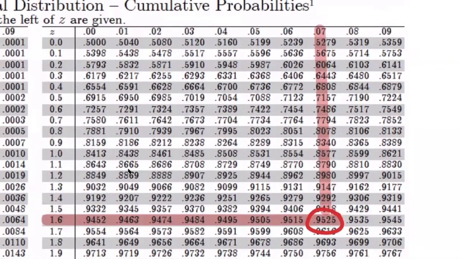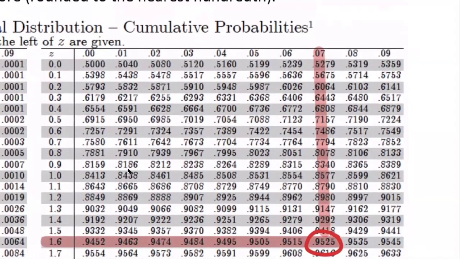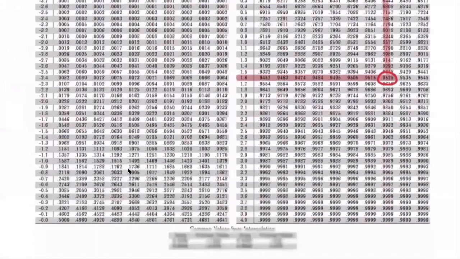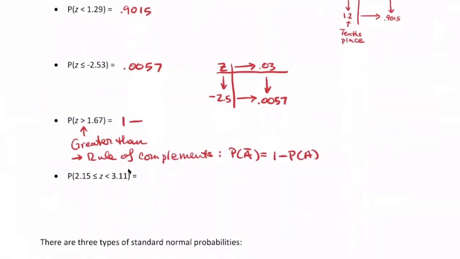Okay, Susan's asked a question. You're referring to the last one, so let me get back to that. But anyway, 0.9525 real quick for this one, 1.67. And then could somebody just subtract that for me?